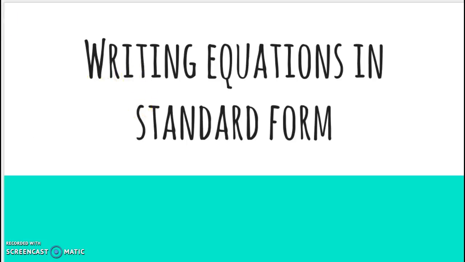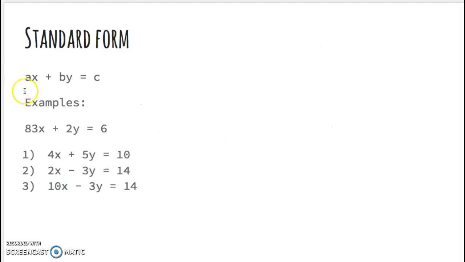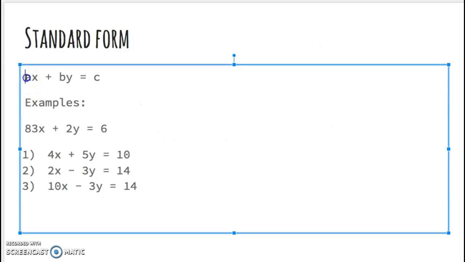So a couple things about it. The way it's going to look will look just like this. It'll say ax plus by equals c. Now that looks crazy with all of the letters, but the only thing you need to know is that a will be a number, b will be a number, and c will be a number. The only variables that will be in your equation are the x and the y. So here are just some examples really quick.